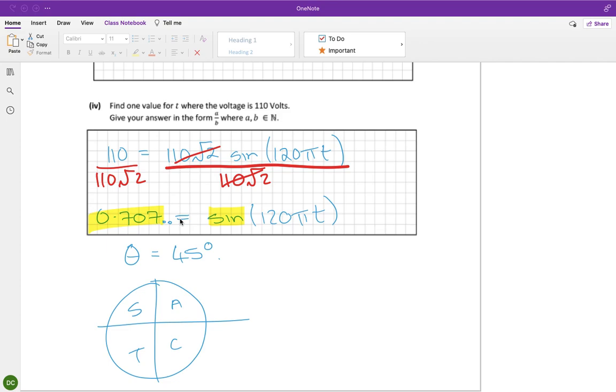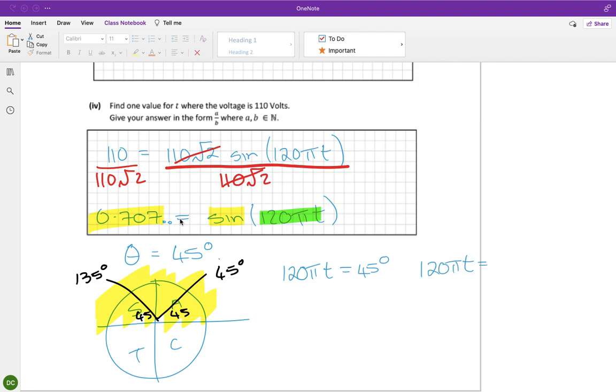That's here. So I'm going to put my 45 degrees here and here. So that's 45 there and 45 there. This one is actually 45 degrees and this one is 180 minus 45, so it's 135 degrees. Okay, again, if there was nothing in here, I would be done. But that is not the case. So I have 120 pi t equals 45 degrees. Find one value, and then 120 pi t equals 135 degrees.